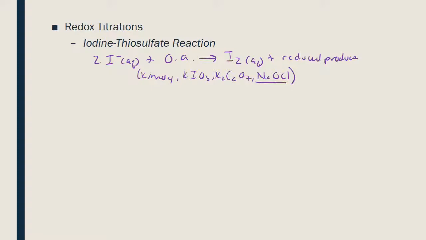So, the titration: what's occurring during the titration, and what we're looking at. We're reacting iodide ions with the oxidizing agent, and that's producing iodine and the reduced product. But then we take that iodine and react it with thiosulfate in the titration. Thiosulfate is going to be oxidized in the titration. Iodine is going to be reduced in the titration.